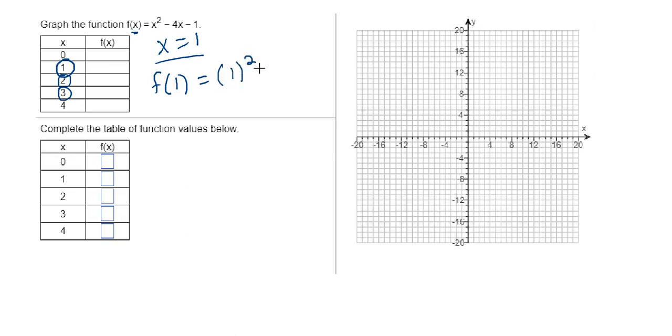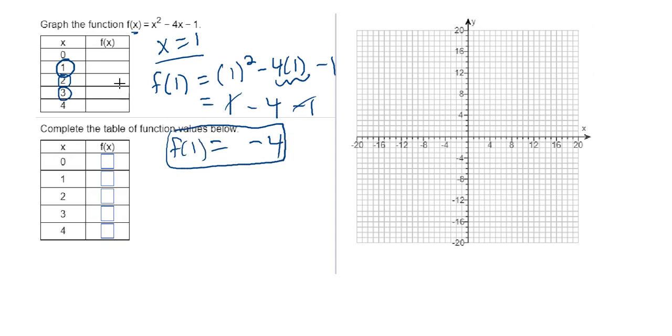And we'll have 1 squared minus 4 times 1 minus 1. So we just simplify the right-hand side. 1 squared is 1. 4 times 1 is 4. And then the minus 1 just gets copied down. The way I'm looking at this, the ones here are just going to cancel out. Positive 1, negative 1, cancel each other out. So we just get -4. So f of 1 is equal to -4. That's what I would type in here. When x is equal to 1, y is equal to -4.